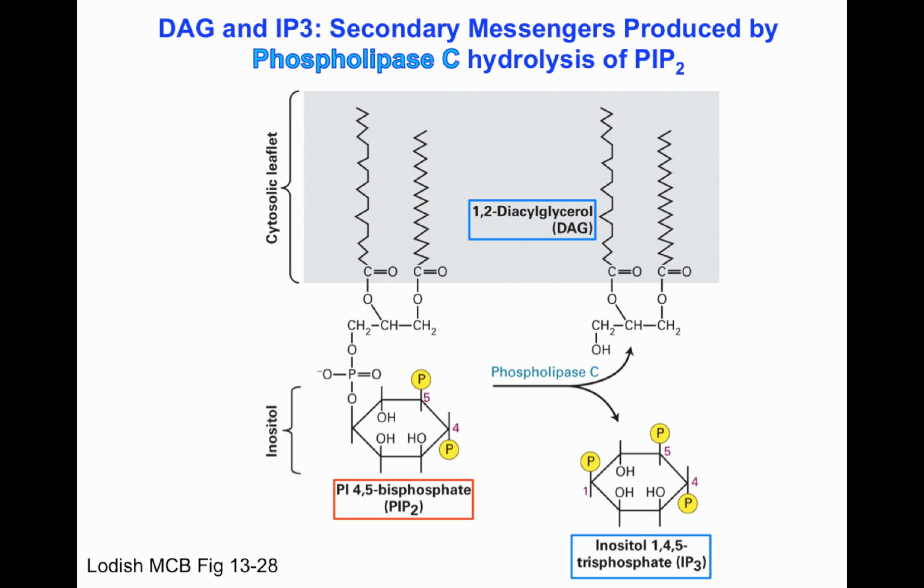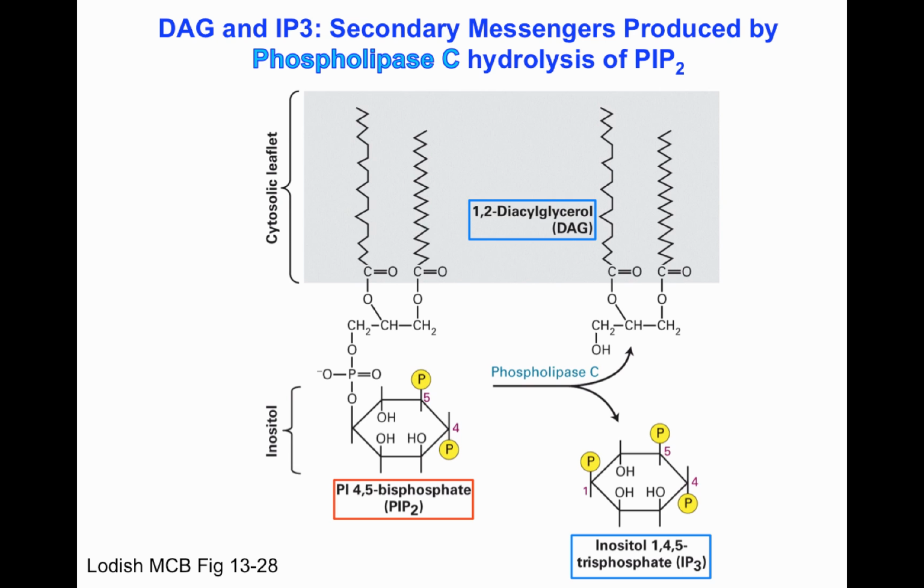Now, by phospholipase C hydrolysis, PIP2 will be hydrolyzed into 2 products. One of them is going to be membrane bound. That is going to be the 1,2-diacylglycerol, or DAG. It is basically the glycerol molecule maintained on the membrane by the 2 acyl groups, the fatty acids that are part of this phospholipid. The second portion of it is going to be the inositol portion of the phospholipid.